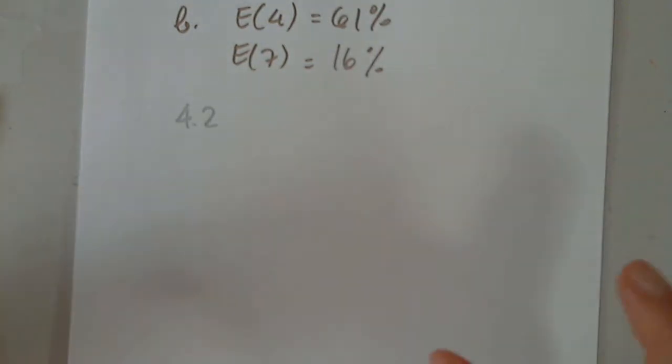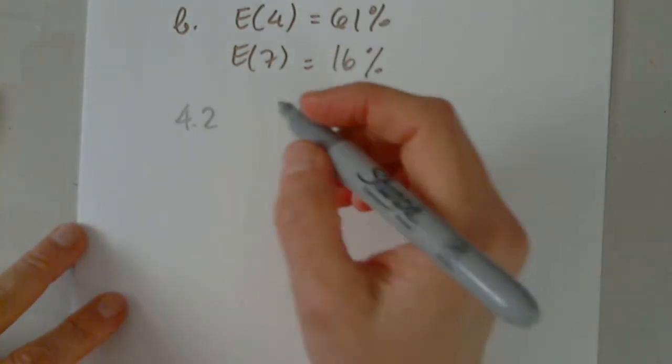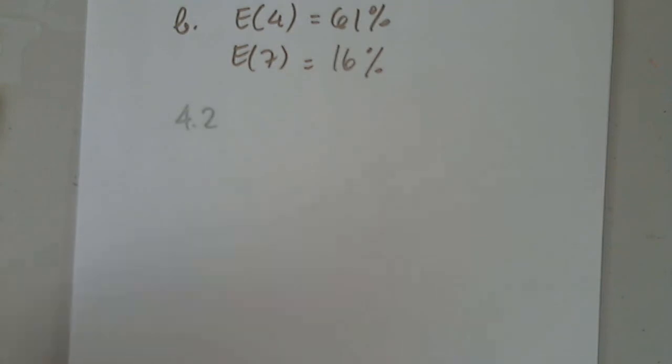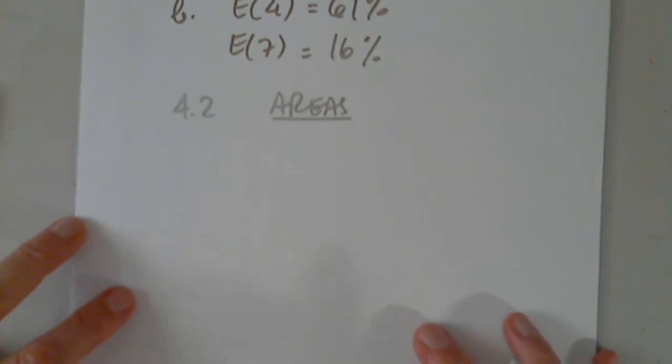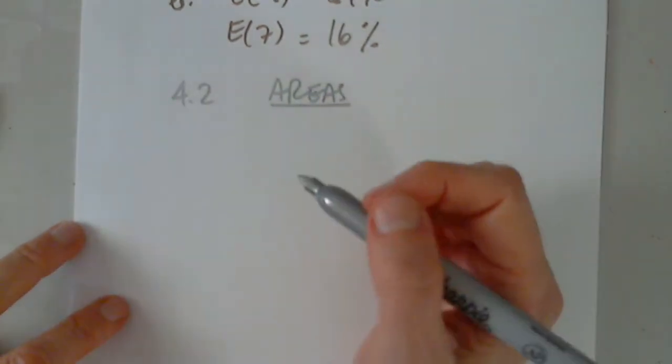4.2 has a lot of stuff in it. So I'm going to copy what they say. It's antiderivative as areas, but there is so much more to it than just areas.